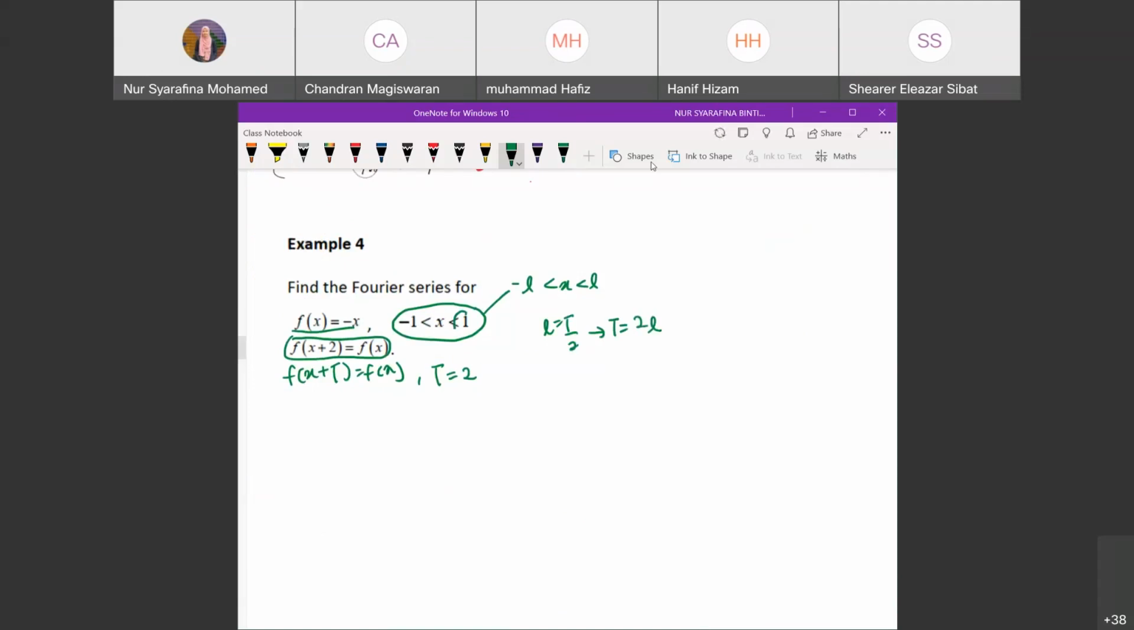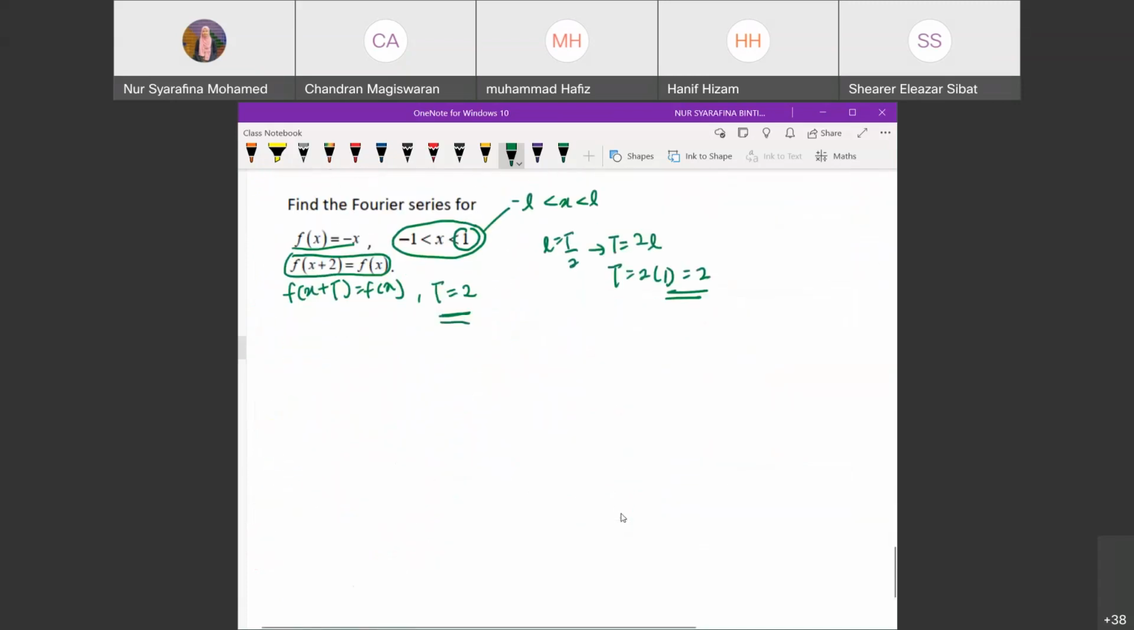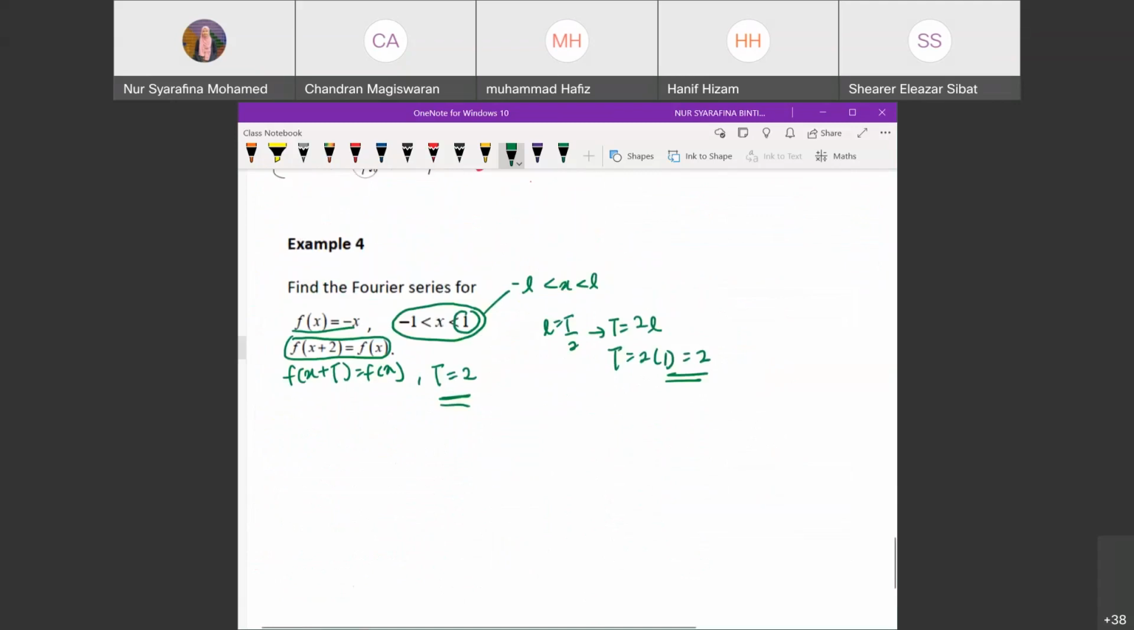So L here is 1, t equals to 2. Same, right? So this is how you obtain the value of t. Why is it important for you to find t? To find L, because we have to have the value of L there in the Fourier series expansion. All right. Now, you have identified your t and L.